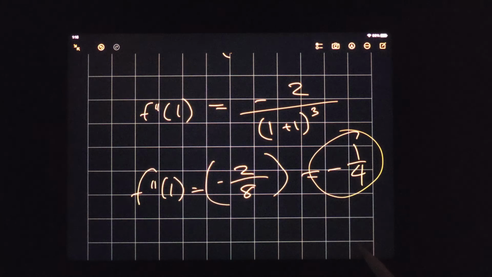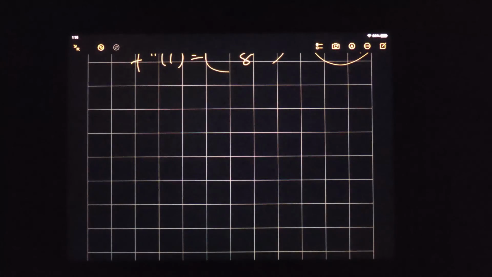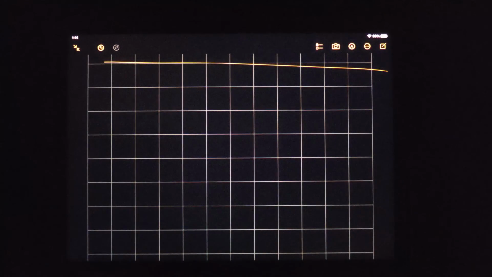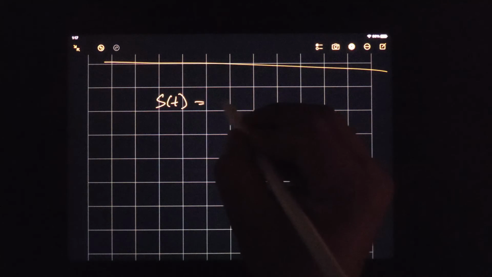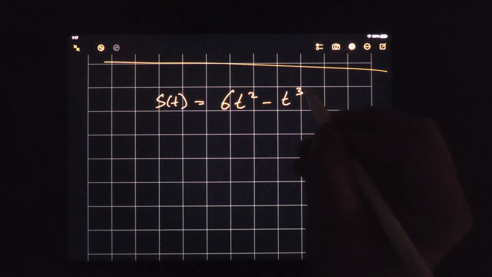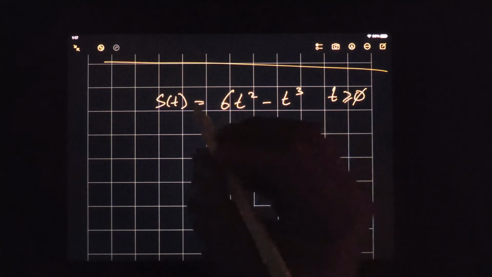So, what does that actually mean though, if we were to look at this? Like, that was just me taking a second derivative. Let's actually put some context into this. So let's say we have a function which is s of t equals 6t squared minus t cubed, and t is also greater than 0. So t is time and s is in meters.